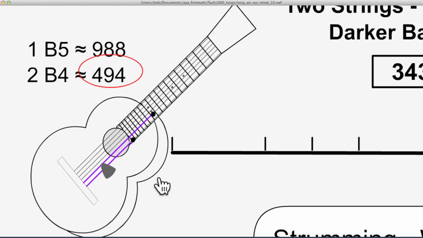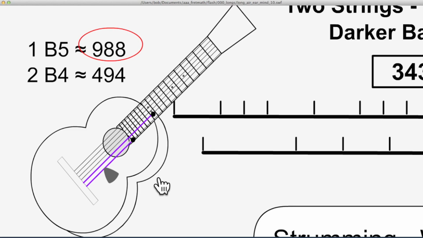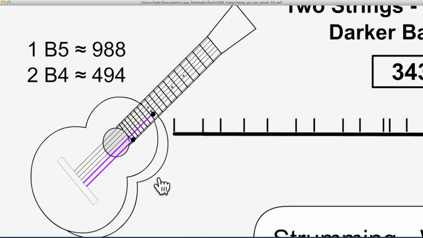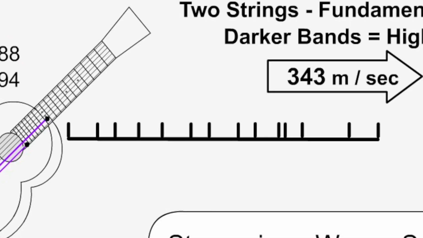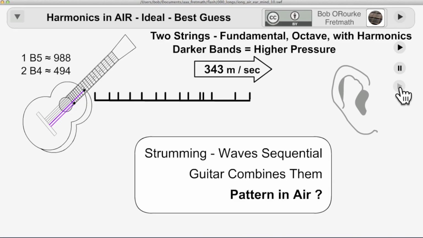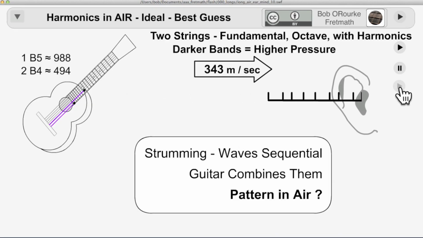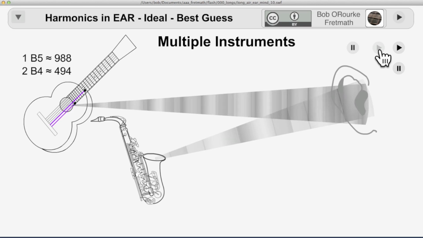When you strum a guitar with a flat pick, you strike the strings one after the other in sequence. And whatever the combined pattern might be, it's beyond my intelligence here. The pattern that enters the ear is going to be more complicated. And if you have more than one instrument playing at the same time, you're going to have different frequencies, or the same frequency coming into the ear at slightly different time frames.